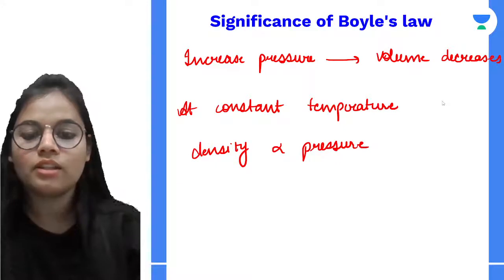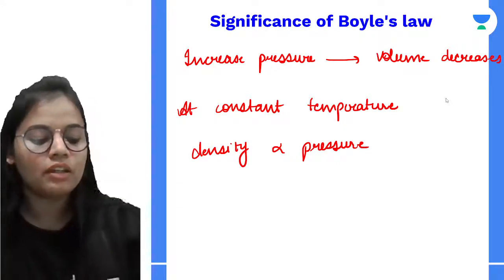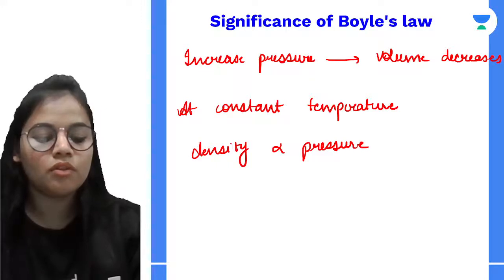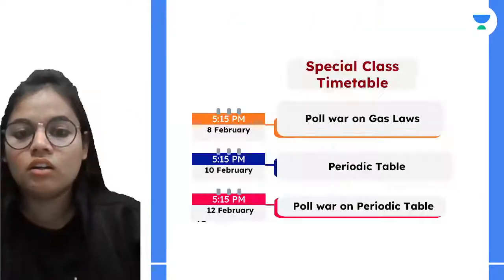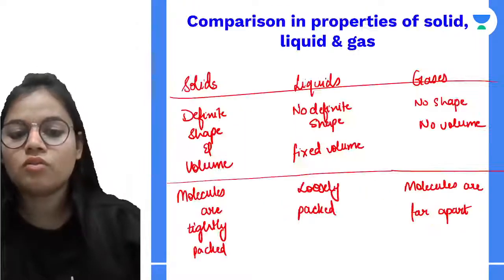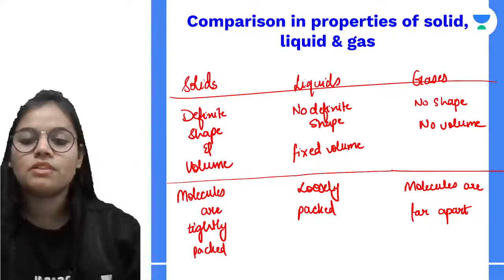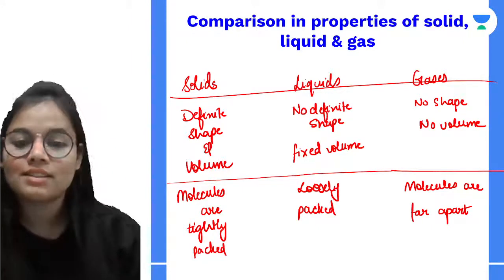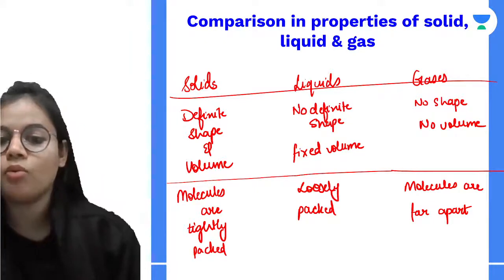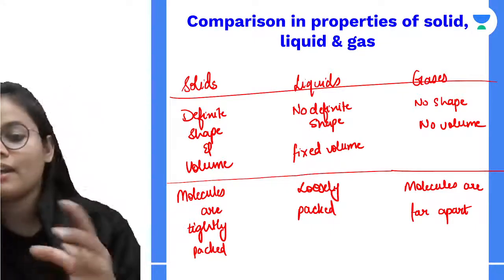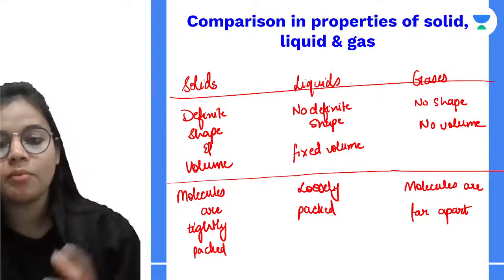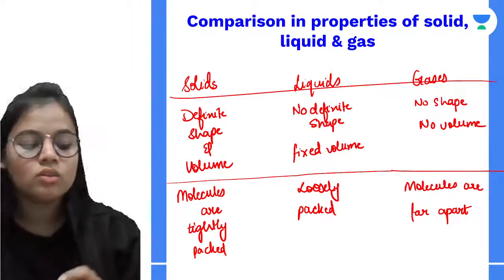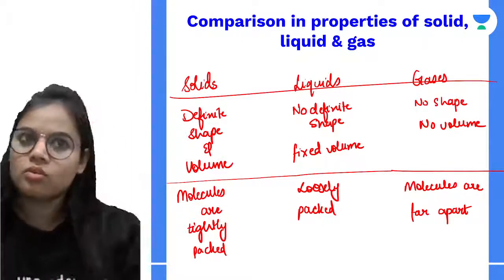All right. Now let us quickly revise whatever we learned today, and then we will move on to some very important numericals from Boyle's law. So let's go back. First of all, we had a comparison between solid, liquid, and gases. Solids have a definite shape and volume. Liquids haven't got any definite shape, but they have fixed volume. And gases have no definite shape, no definite volume. The molecules of solids are tightly packed, in liquids the molecules are comparatively loose, and in gases the molecules are far apart.